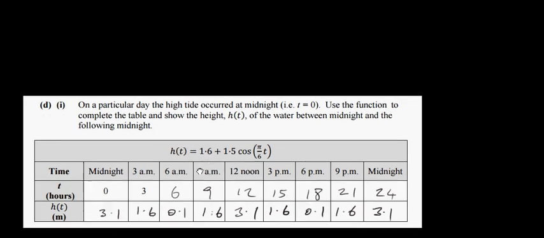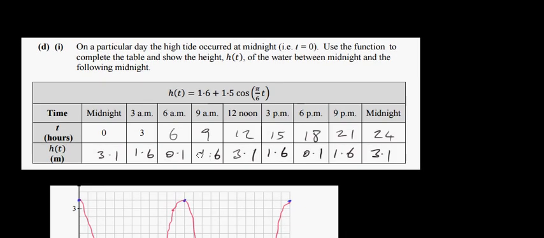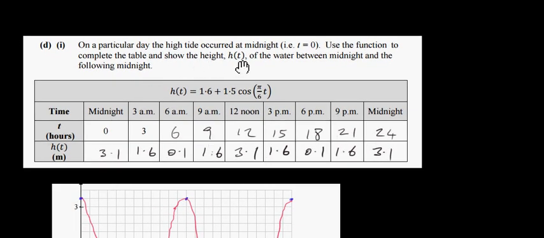Okay, I've done some of this already, so let's just have a look. On a particular day, the high tide occurred at midnight. T is equal to 0, so there you go, T is equal to 0 here. Use the function to complete the table and show the height h(t) of the water between midnight and the following midnight. So, look, we're going up in 3 hour periods.